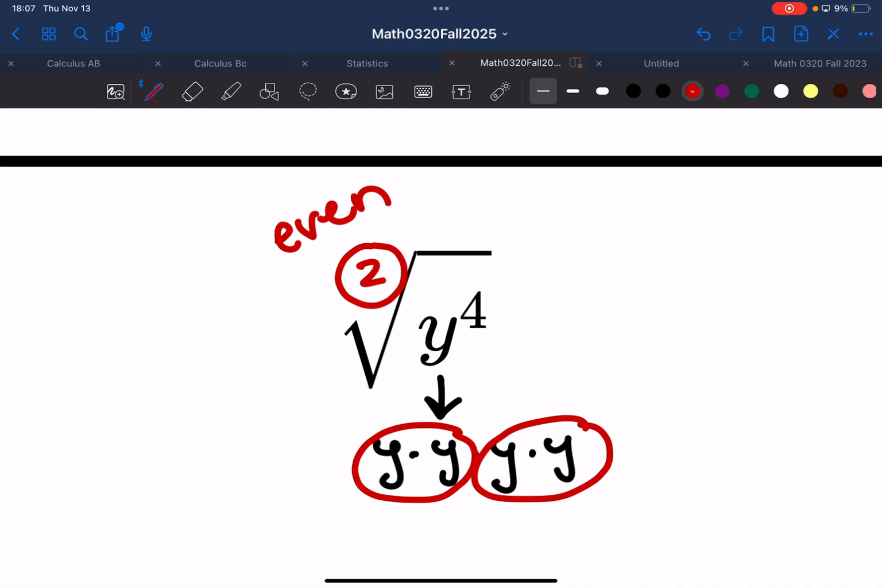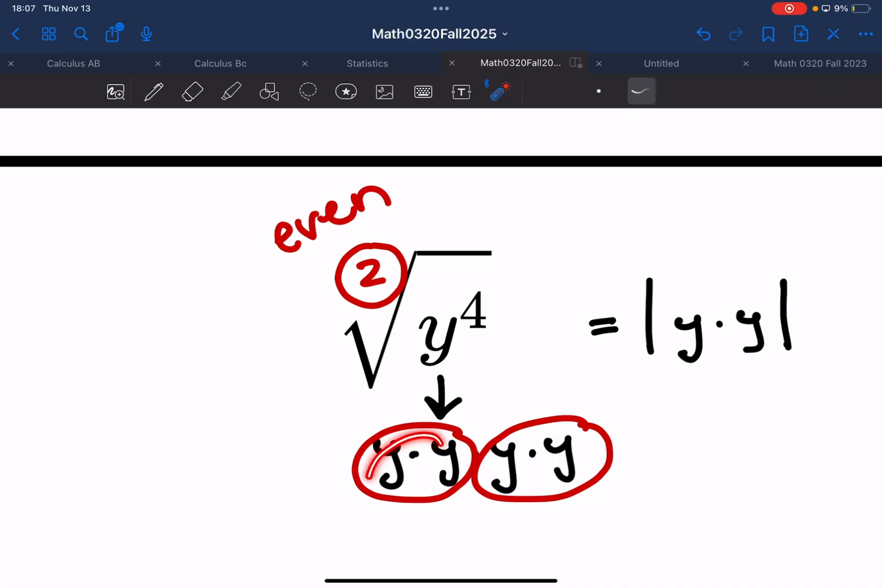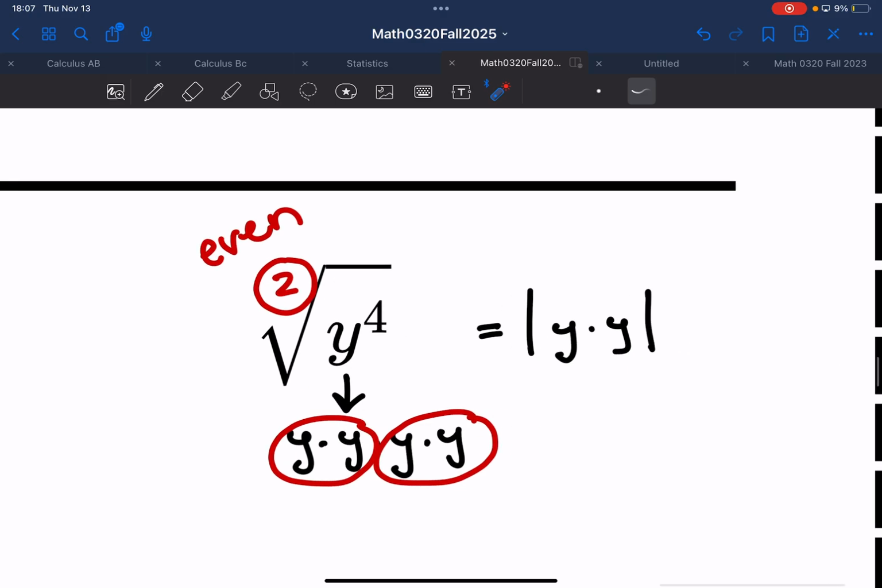Which means when I take this out, this is going to be the absolute value of y times y, because I'm taking 1 y from this group and 1 y from this group. And I can simplify y times y to be y squared. So the answer is the absolute value of y squared. Another way you could think about it is you see the exponent on the inside. Well, what's 4 divided by 2? 2.